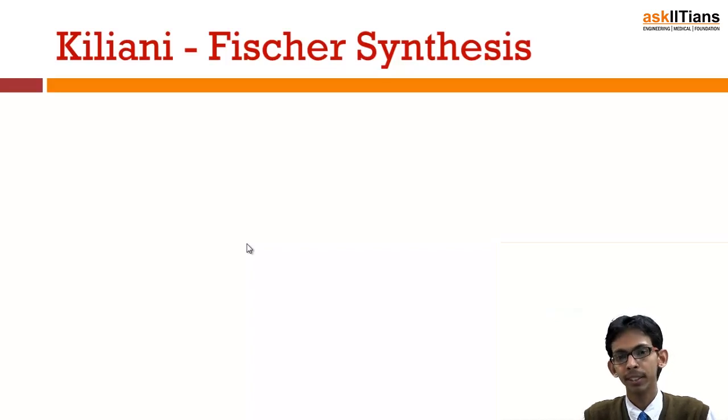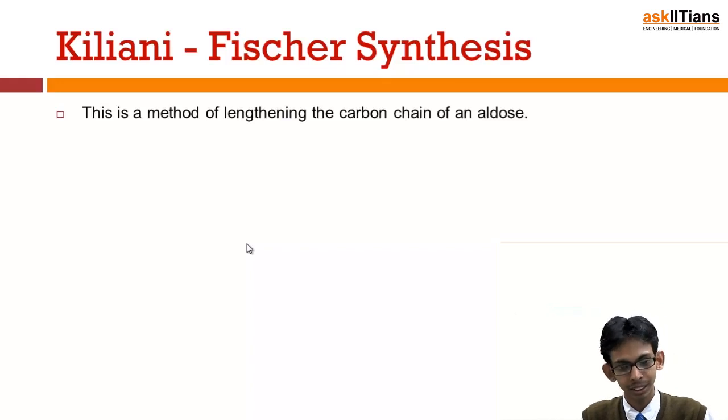We have just studied in the previous slide what we get if we increase the carbon by one. We added one more group to aldotriose and we moved to aldotetrose. So now the question comes, what is the method to increase this carbon chain? And the answer is Kiliani-Fischer synthesis. This method is used for lengthening the carbon chain of aldose.